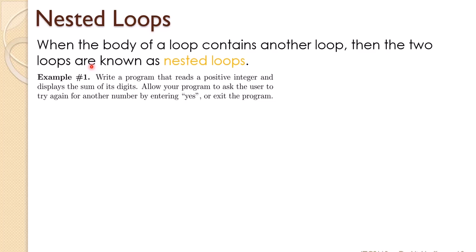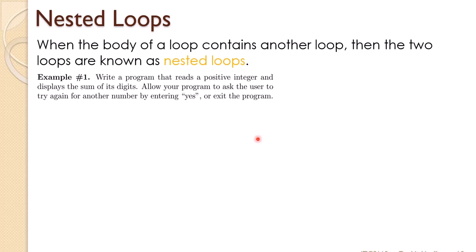We have if inside if. We say that a loop is nested if it has a loop inside its body. When the body of a loop contains another loop, then the two loops are known as nested loops. I will give you two types of examples with nested loops. One is doing a normal program, and then it will ask you to repeat doing that program.